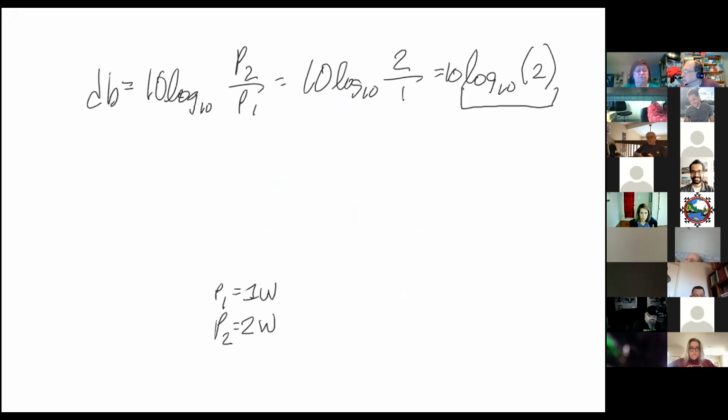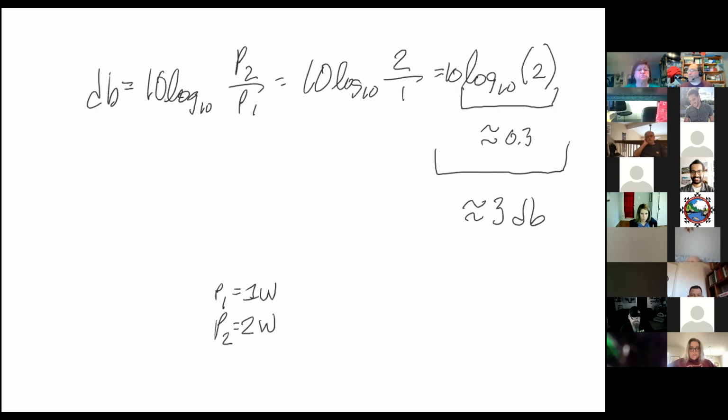10 log base 10 of 2 is about 0.3. And you can go to your calculator and figure this out if you want. There's a whole bunch of decimal places after it. And you multiply that out by 10, and it's about equal to 3. So if you double your power, that is a change of approximately 3 decibels.